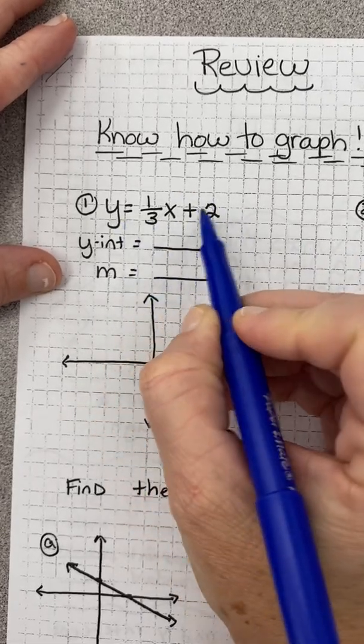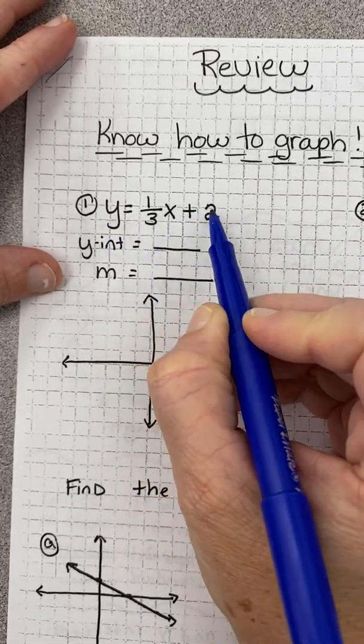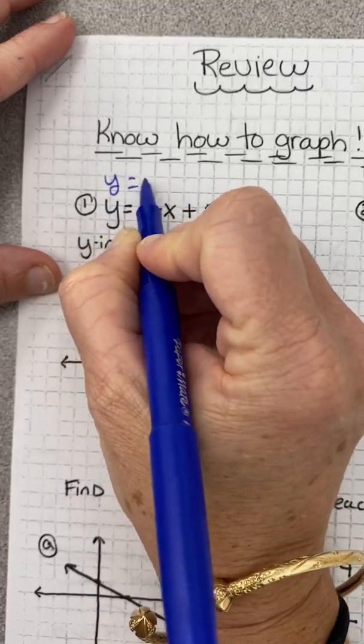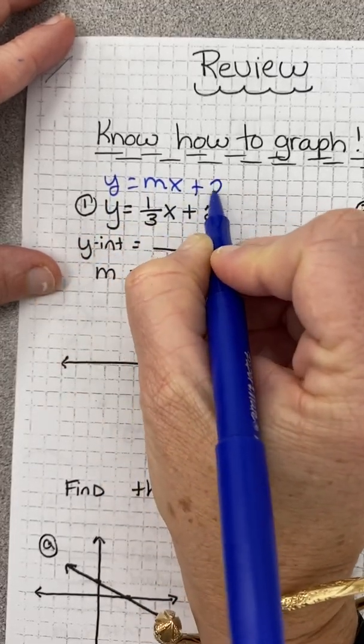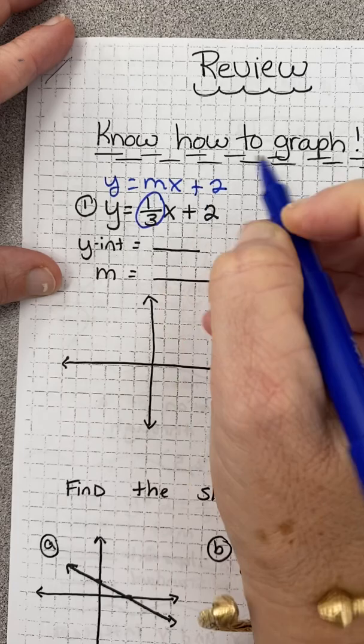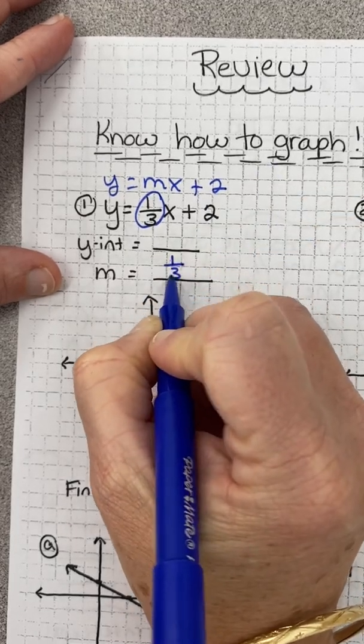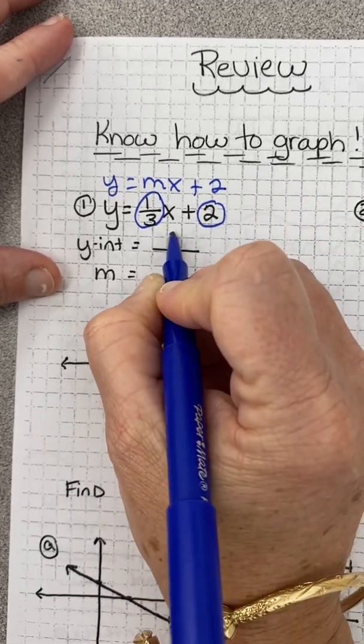Well, this is in slope-intercept form, y equals mx plus b. So therefore, it is really easy for me to find the slope. It's right in the m spot. So the slope is 1/3, and the y-intercept is the b.